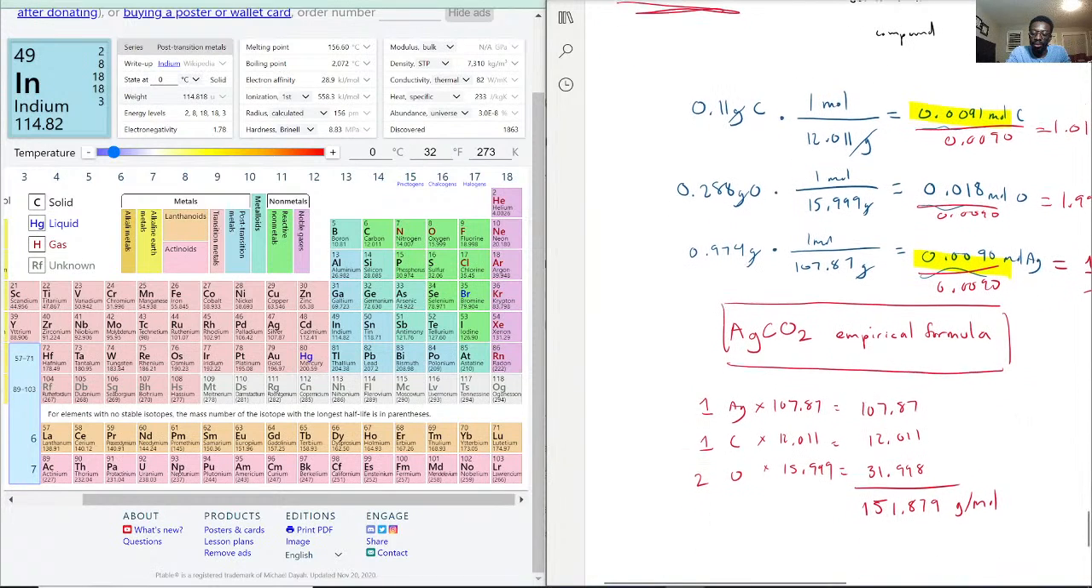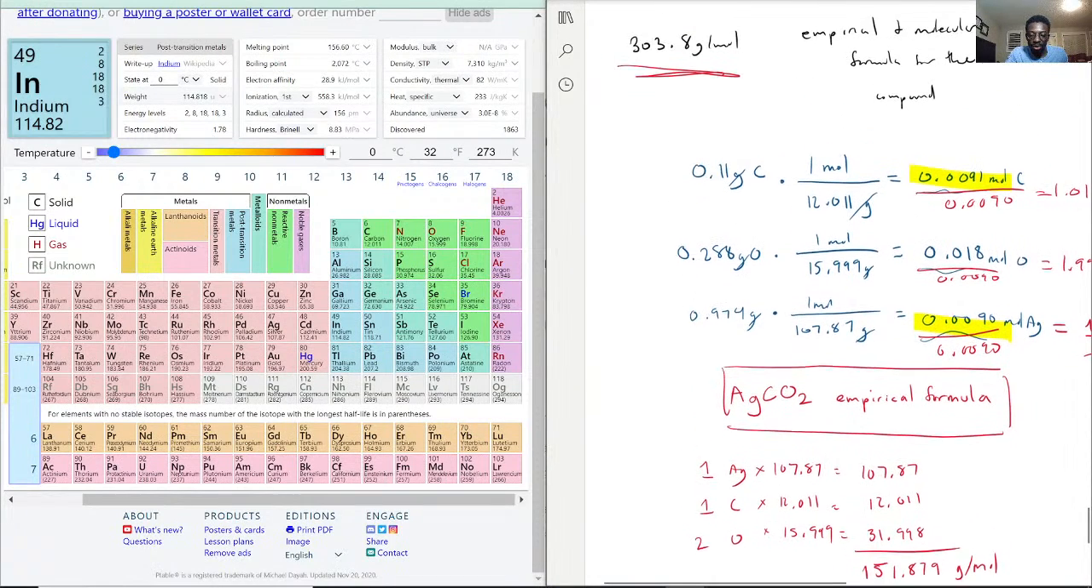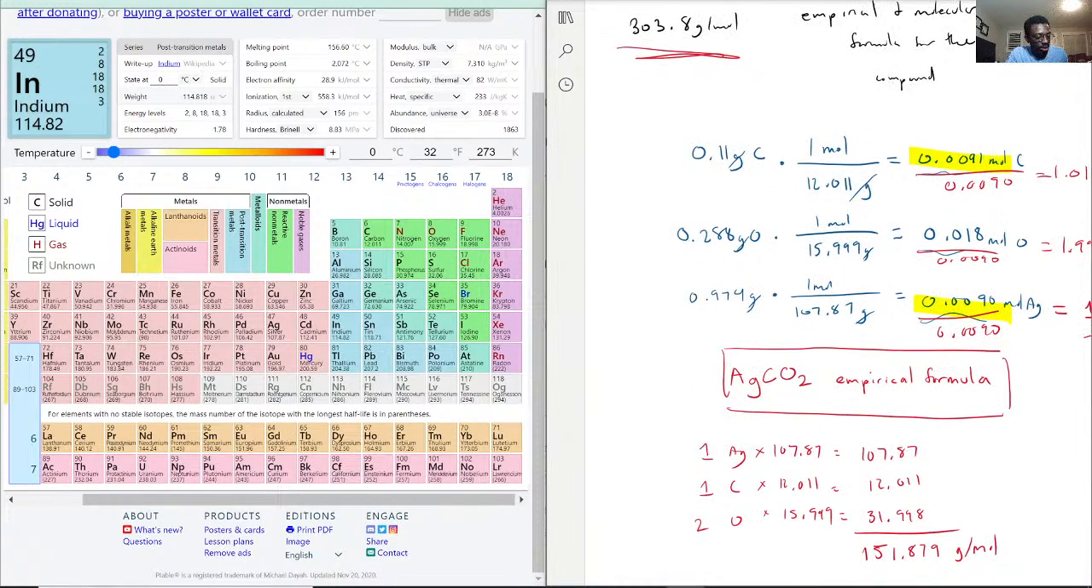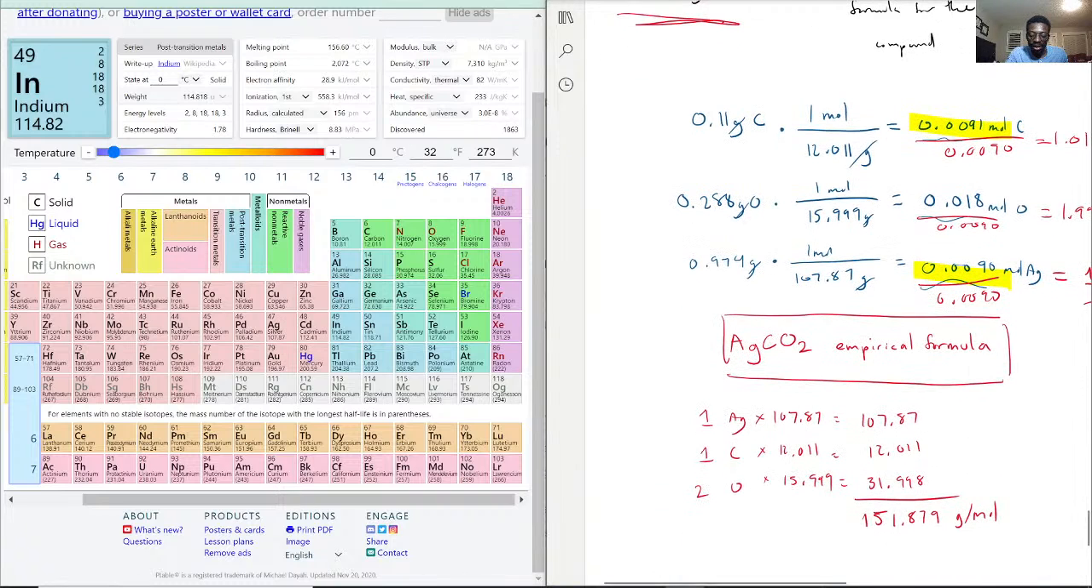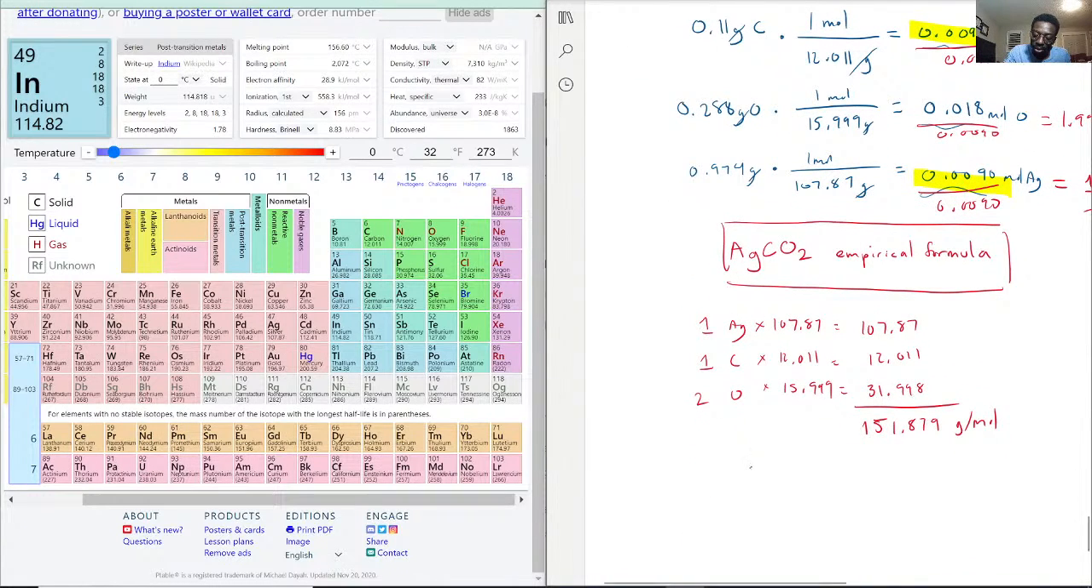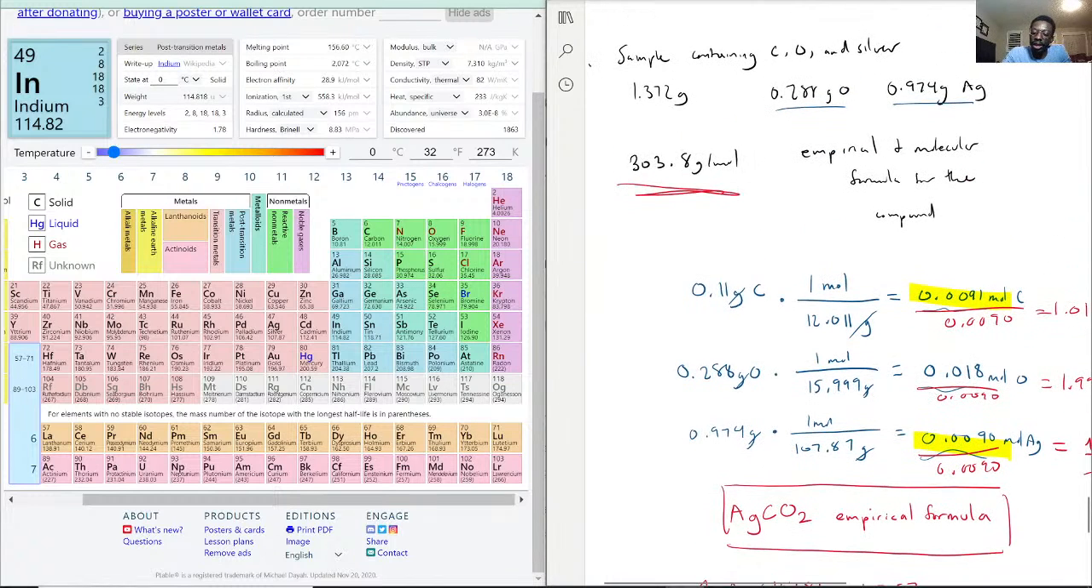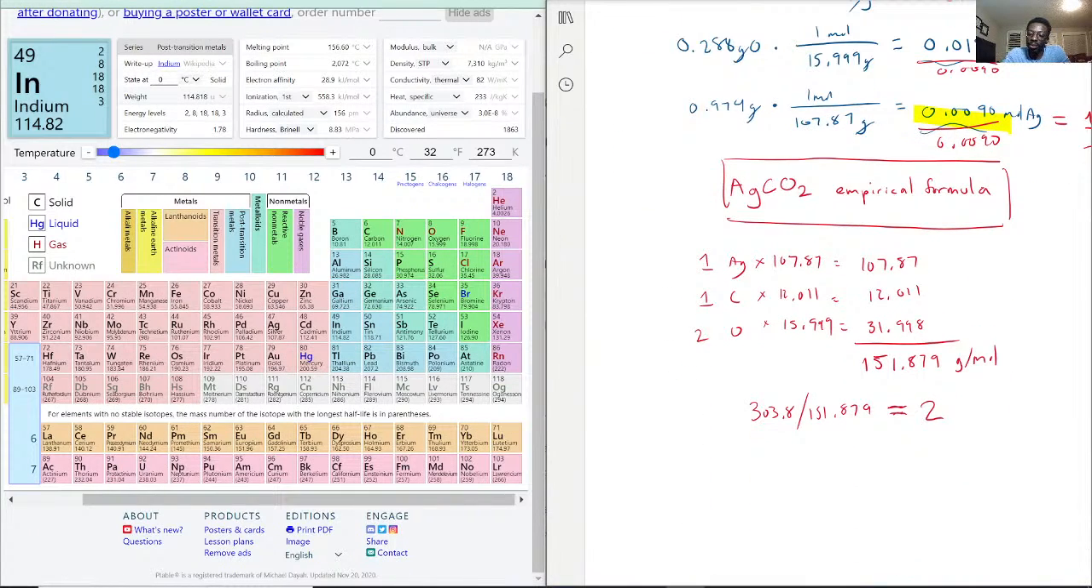So that means we want to get that 303.8 and divide it by that. So 303.8 divided by 151.879, and we get around 2. So that means our molecular formula is just double of that.